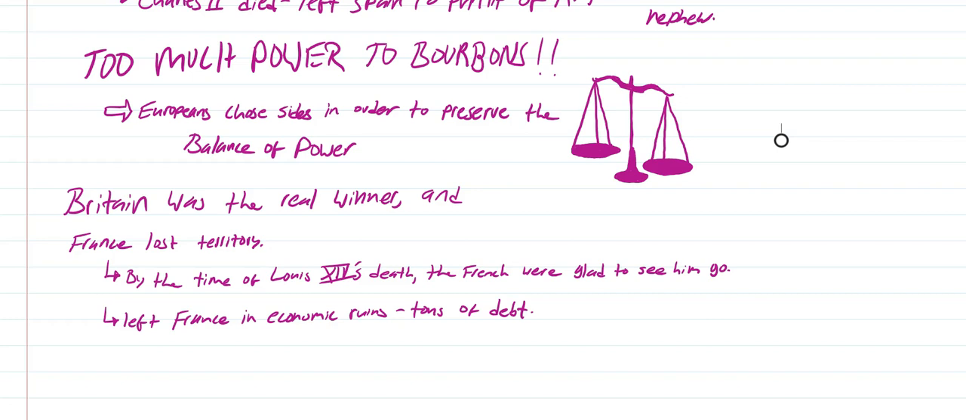So by the time that Louis XIV was on his deathbed, the French were quite glad to see him go due to the economy and how terrible things were at the end of his time. He left France in a huge amount of debt and economic ruin. So he held on to power very, very well during his time as leader, but there were also consequences for that. We're going to look at and see how other kingdoms and kings held on to power in the next video of the unit on absolutism.